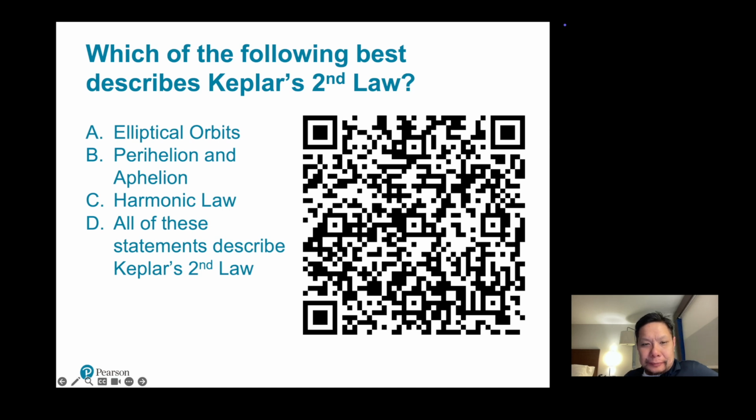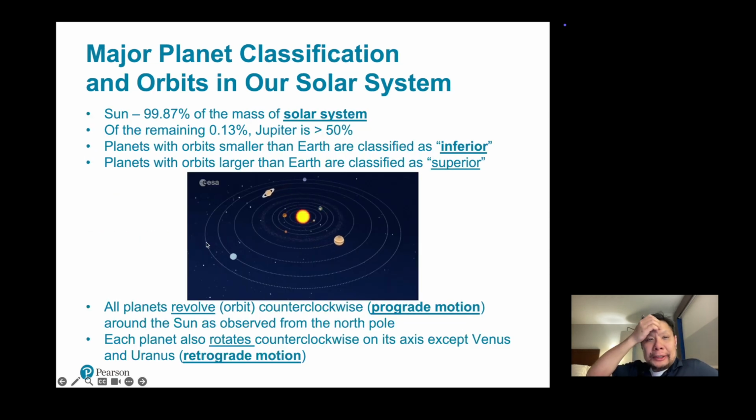Okay. All right. So, major planet classifications and orbits around our solar system. Again, we already knew that the sun was the dominant mass in the solar system. It literally weighs 99.987% of the entire mass of the solar system. The rest of it is only 0.3%, and more than 50% of that is actually Jupiter. So Jupiter is really big, right?